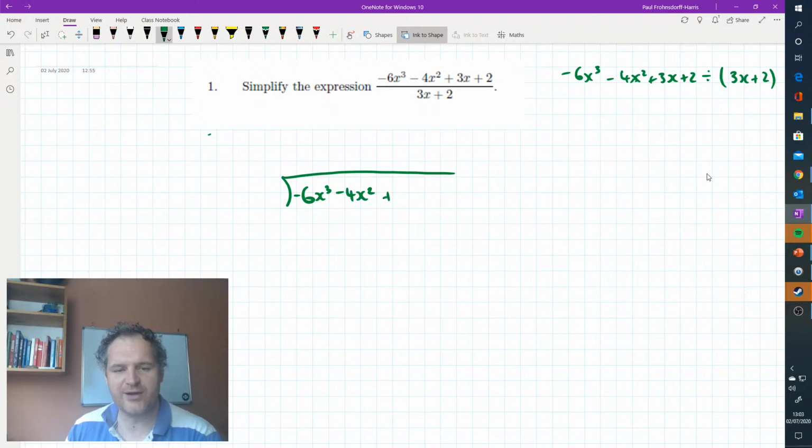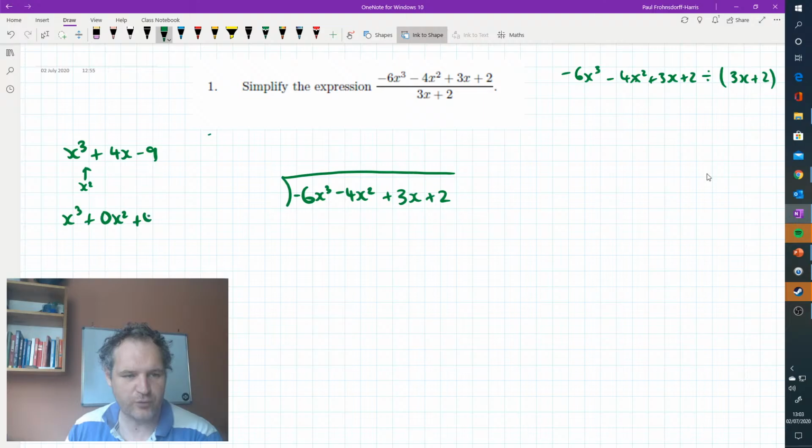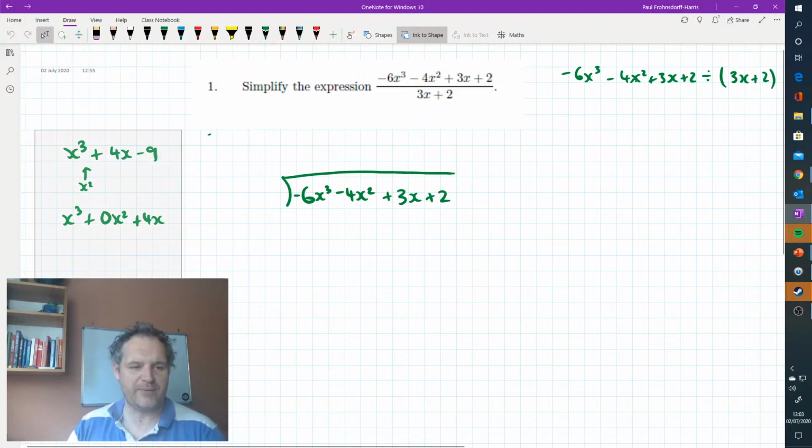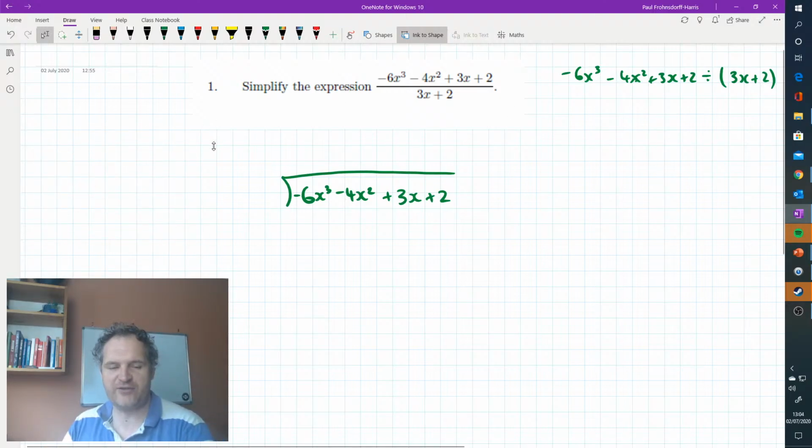Now I will mention as I'm going along, if you were doing something that didn't have one of these terms, I would add it in as a naught. So for example, if I was dividing x cubed plus 4x minus 9, you notice there's no x squared term. I would write this as x cubed plus naught x squared plus 4x minus 9, just because it makes the algebraic division easier. So I'll skip that, because that's just a hypothetical, and I'll go straight on with the question we're doing here.